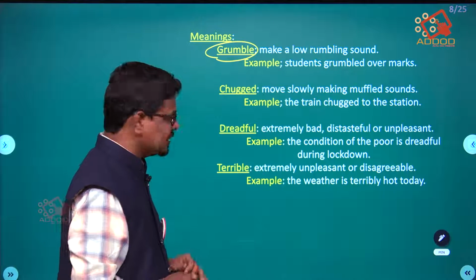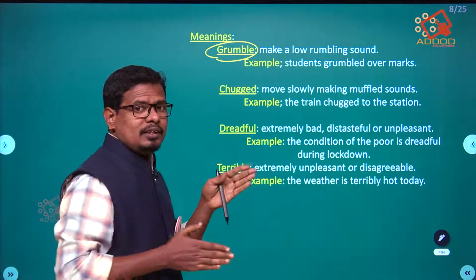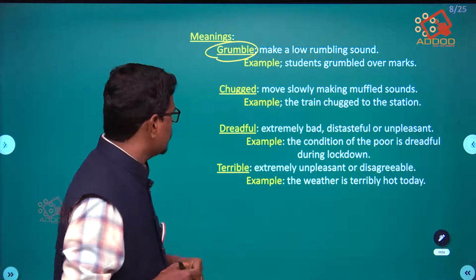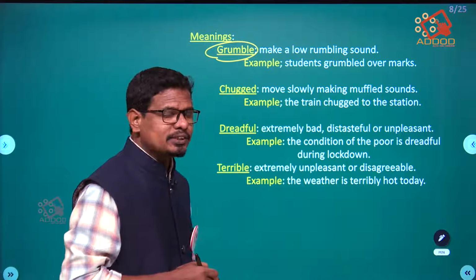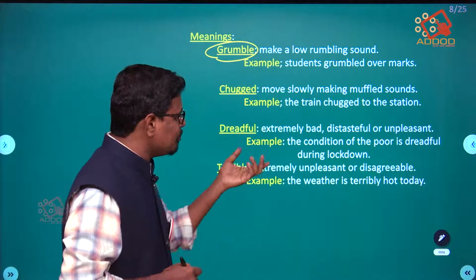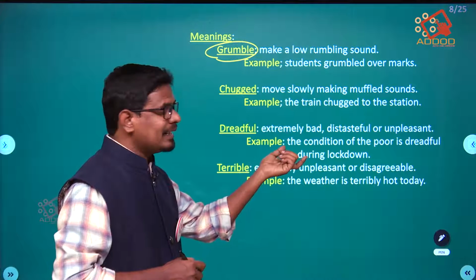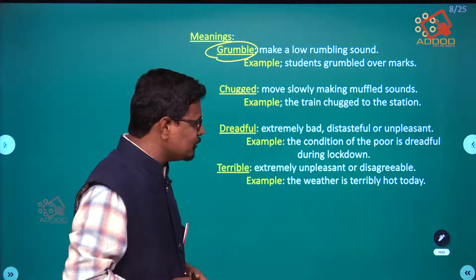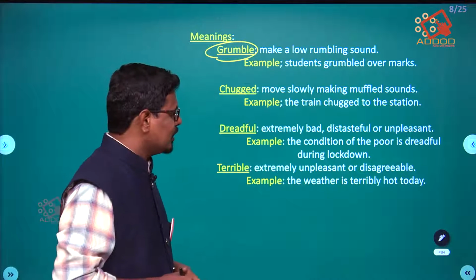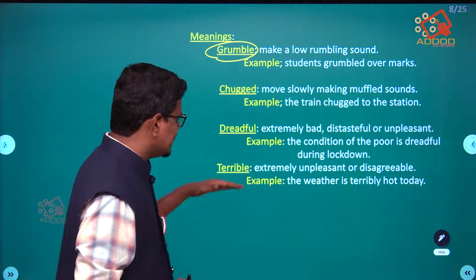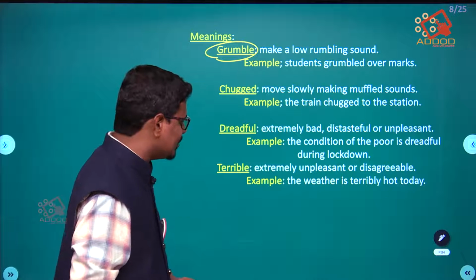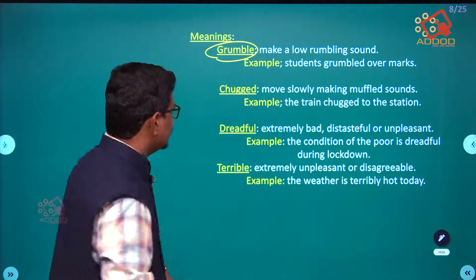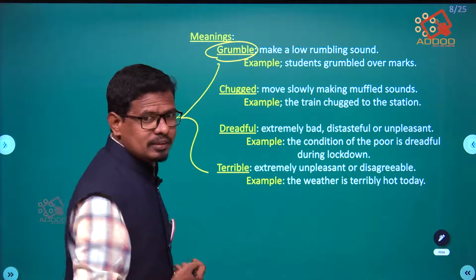And we have another, checked: the train slowly checked to the countryside. Move slowly, making muffled sounds. Example: the train checked to the station. Dreadful: extremely bad, distasteful, and unpleasant. The condition of the poor is dreadful during lockdown. Terrible: extremely unpleasant, disagreeable. The weather is terribly hot today. So these are a few words which have been picked from the passage.